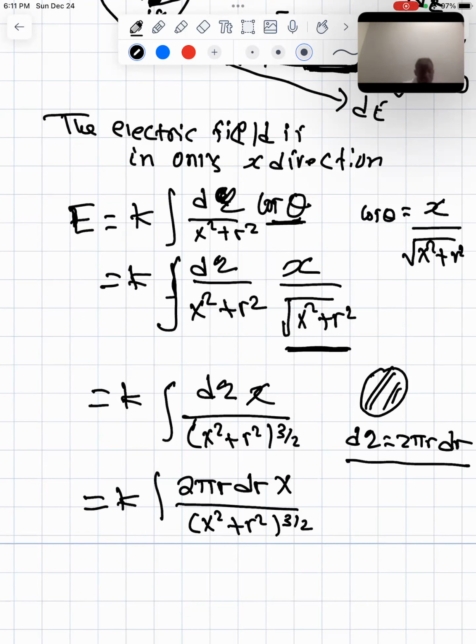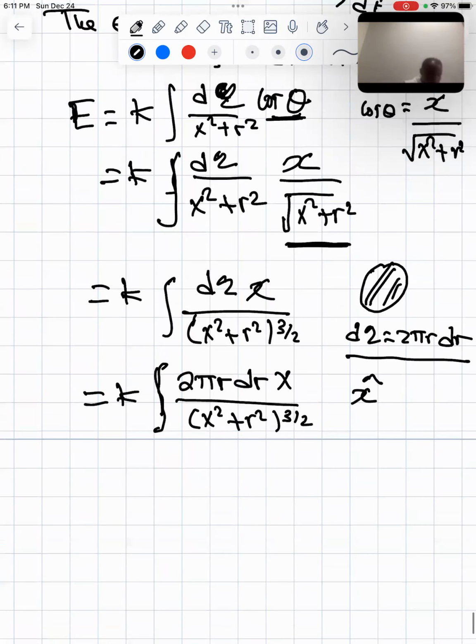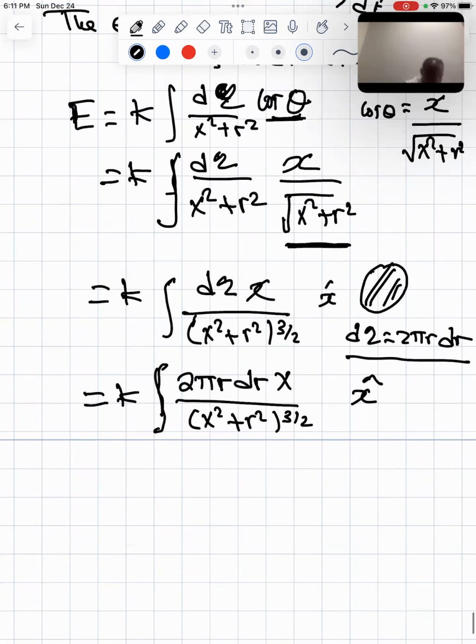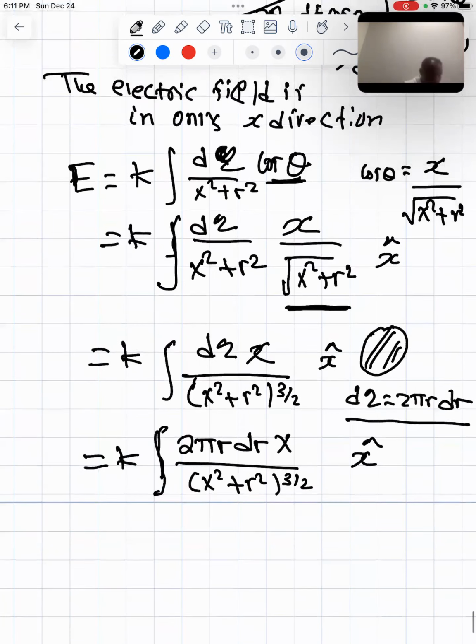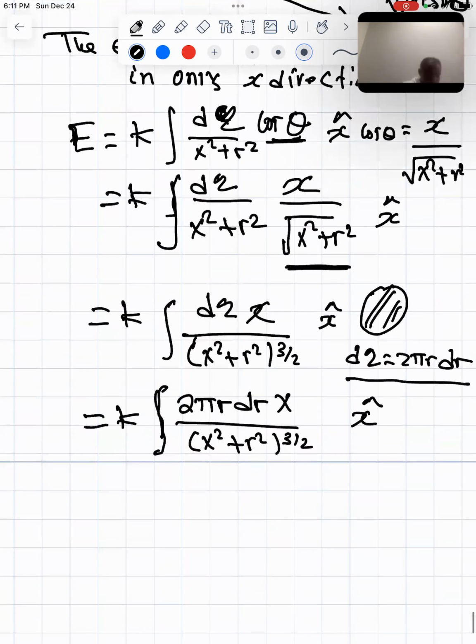So it's a matter of integrating. How can I integrate? So basically, you are done. The electric field is only in the x direction. Don't forget, the electric field is only in the x direction. This x hat is nothing else but the direction of the electric field.